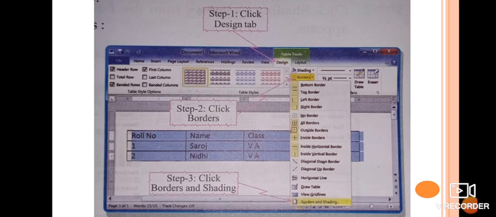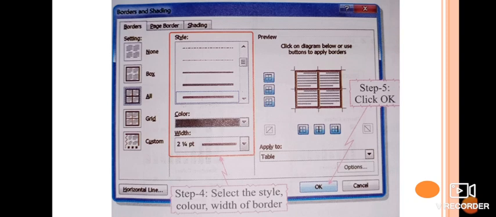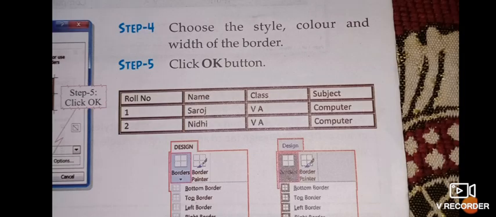A drop down menu will appear. Step number 2 is click border tab. Then click border and shading options. A dialog box appears like this. Then simply choose some styles, colors and width of the border here, and after choosing your desired style, border color or width, you can just click the OK button. Click OK. Your table is modified like this.